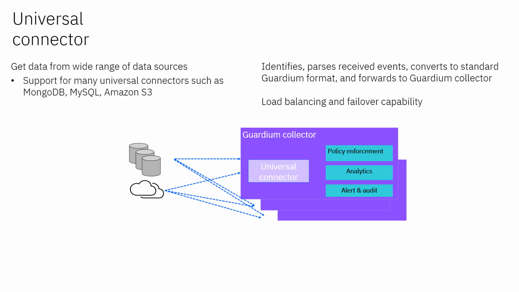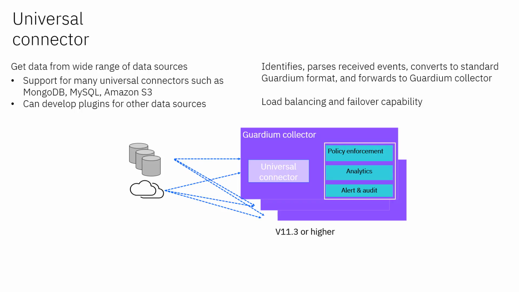Connectors for many data sources, including Amazon S3, MongoDB, and MySQL, already exist. You can also write a custom plugin for a wide variety of data sources. Remember that Universal Connector plugins do not have all the functions of an STAP or ETAP. A Universal Connector cannot end a session or redact the data returned by a query. But Universal Connectors provide information that Guardium can use for policy and auditing functions. Universal Connectors are only supported on Guardium 11.3 or later.